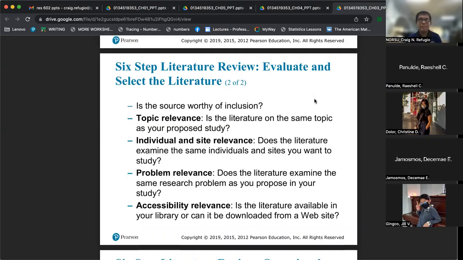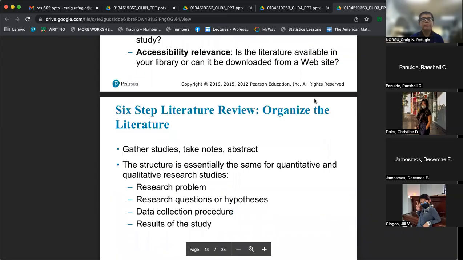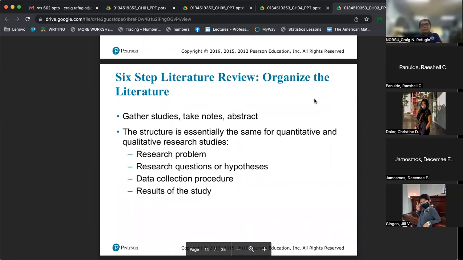Accessibility relevance. Is the literature available in your library or can it be downloaded from a website? So, gather studies in terms of organization of the literature. Gather studies, take notes, and then abstract. Meaning, you're going to make a summary of those different studies.